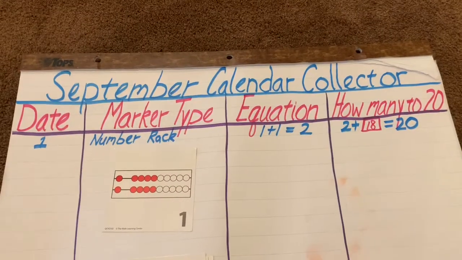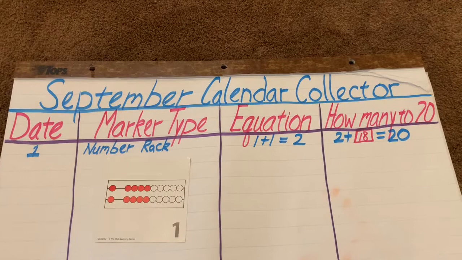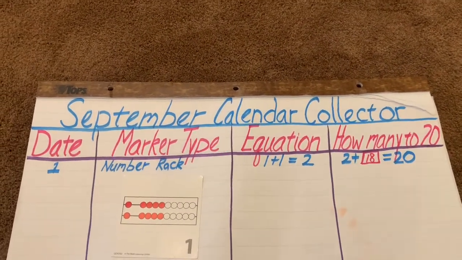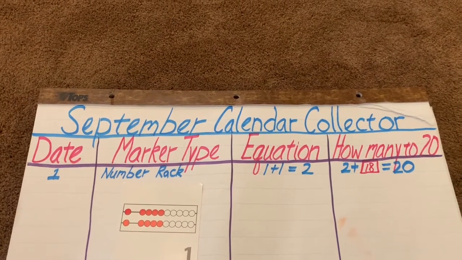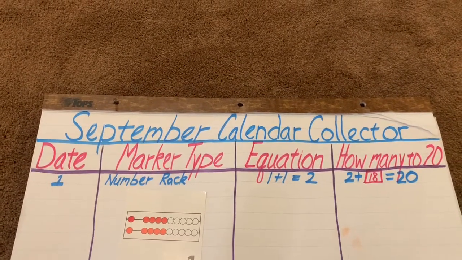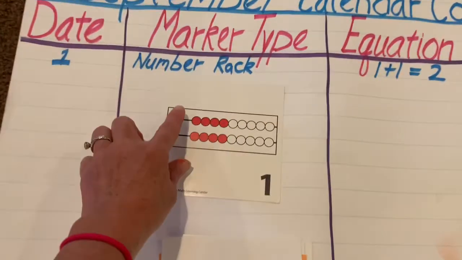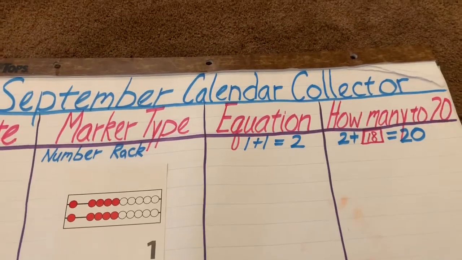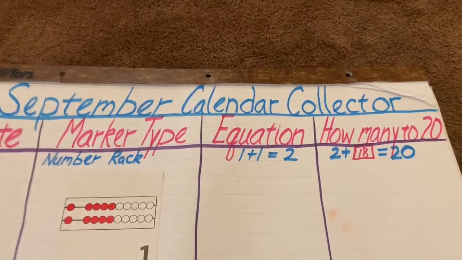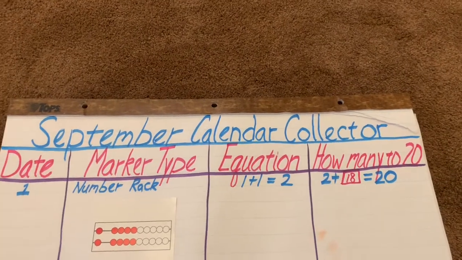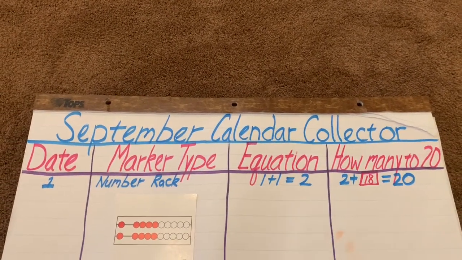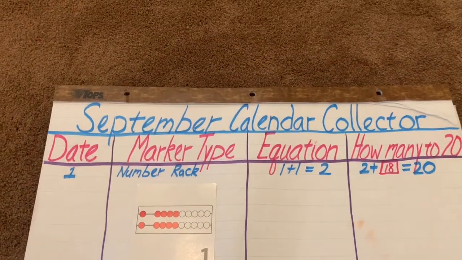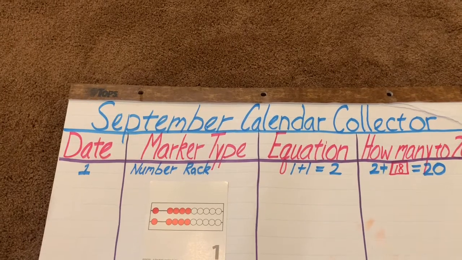For my example, looking at our first card, we see that it's September 1st, so under the date I put a 1. We see the marker type or the card type is a number rack, so I wrote down number rack. We see that the equation is really just the two beads that are on our left side. There's one on the top and one on the bottom, so we put 1 plus 1 equals 2. And then our last category is how many to 20. We started with 2, so we had to add 18 beads to get to 20. So 2 plus 18 equals 20.